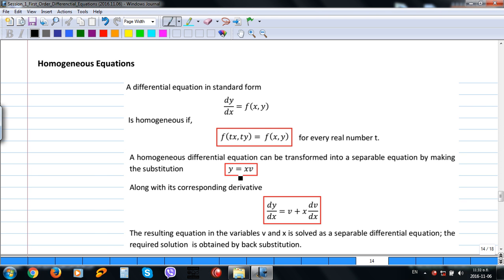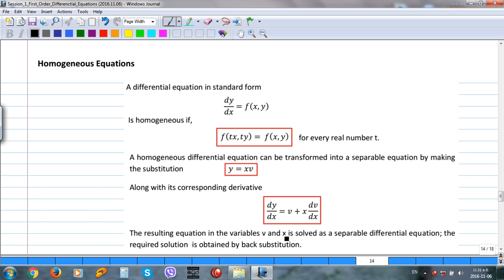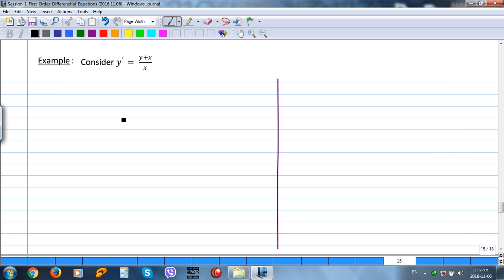dy/dx = v + x dv/dx, if you differentiate this. The resulting equation in variables v and x is solved as a separable equation. The required solution is obtained by the back substitution, right? So we will do an example.